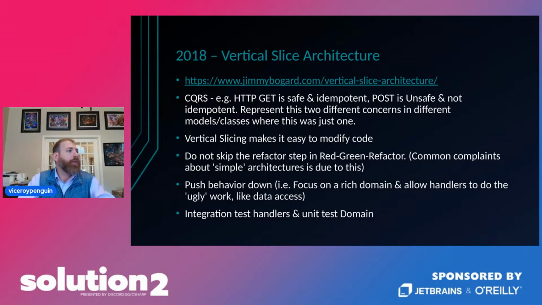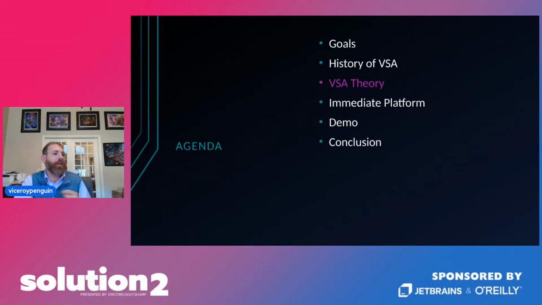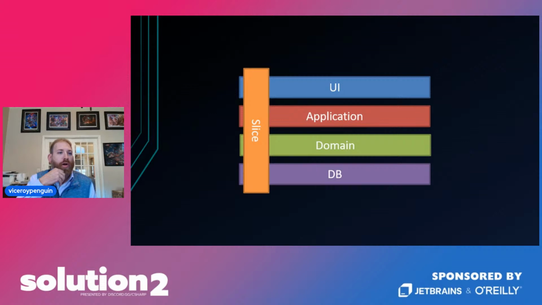Oh, there we go. So let's talk about what vertical slice architecture actually is. Normally, when we talk about these larger architectures, onion or clean architecture, you say, okay, we're going to build our database project, our domain project, our application project, our UI project, and we're going to identify what the layers are between them. We're going to make sure that the connections between them are correct.